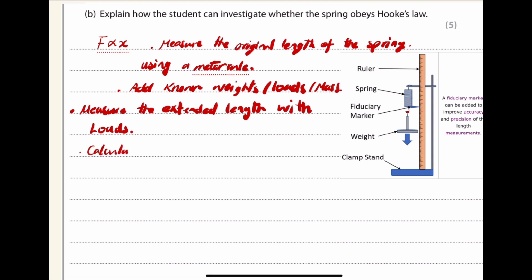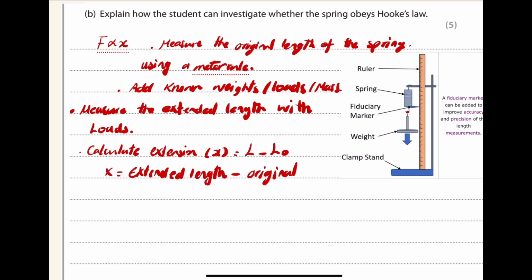Here we need to calculate the extension, which is simple: x equals L minus L0. Extension in physics equals the extended length while adding loads minus the original length. So I get a mark for this. I want to apply Hooke's law. Hooke's law is the direct proportionality between the force and extension.